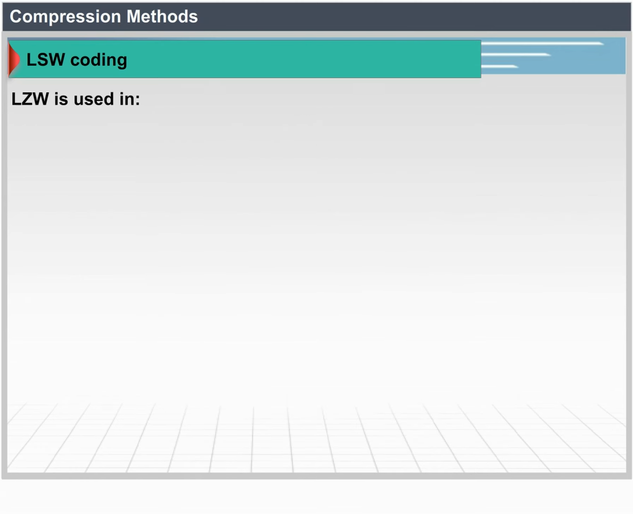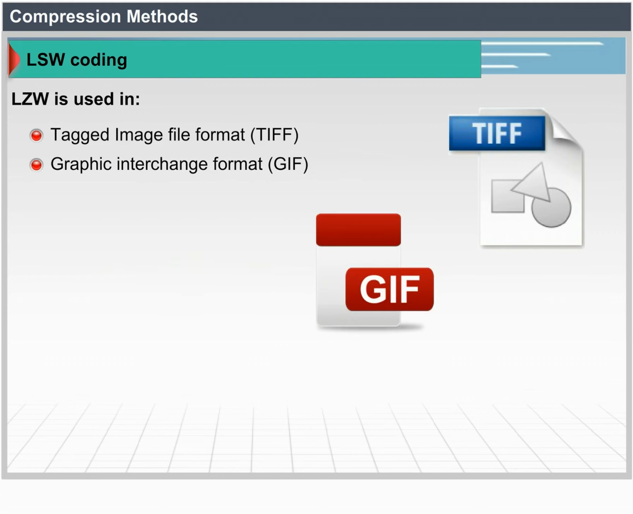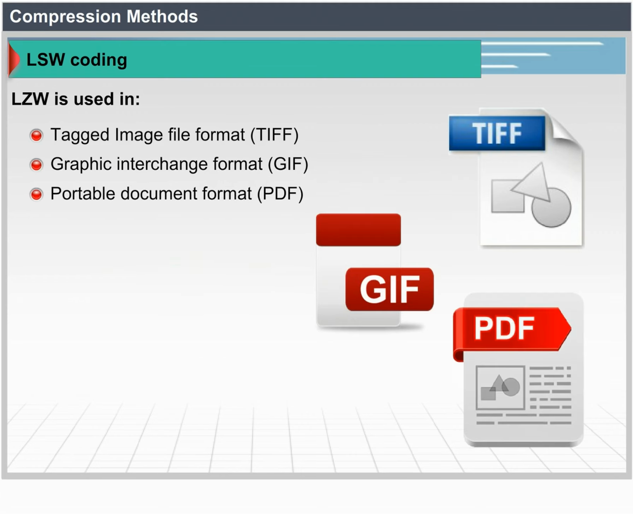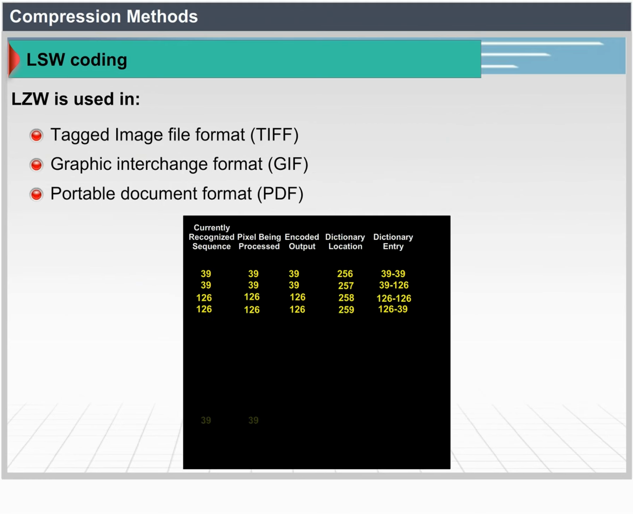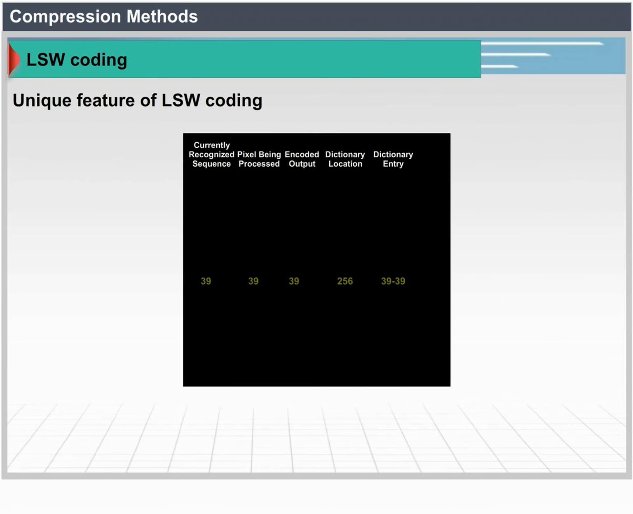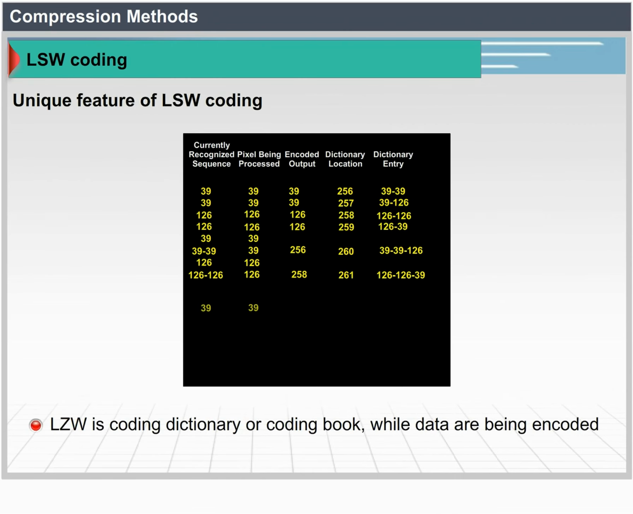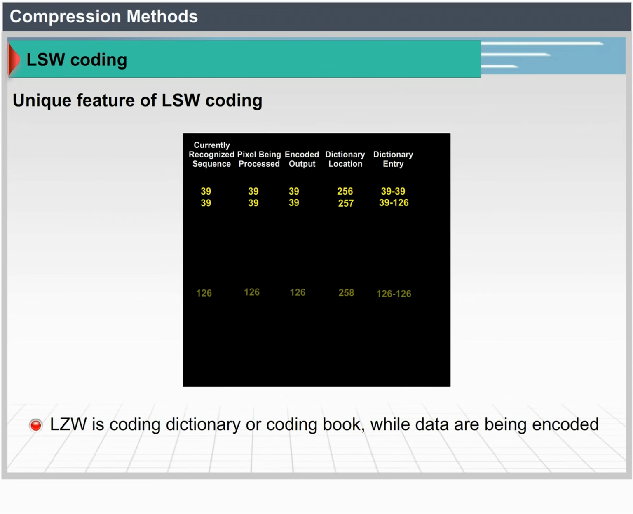LZW is used in tagged image file format TIFF, graphic interchange format GIF, and portable document format PDF. The tabularized procedure for LZW coding can be seen on the screen. A unique feature of LZW coding is that the coding dictionary or coding book is created while data are being encoded.